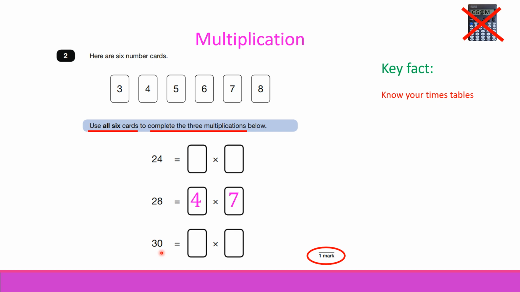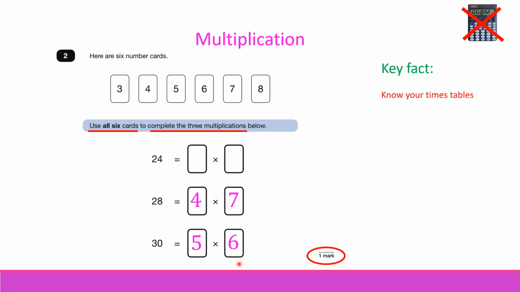Again, think of the numbers that multiply to give 30. You've got 1 times 30. Not helpful because that's not included in these numbers here. 2 times 15. Again, not helpful. 3 times 10. Not helpful either. Then we go to 5 times 6. Now 5 times by 6 is useful. So these are the numbers that are going to go in the box here.